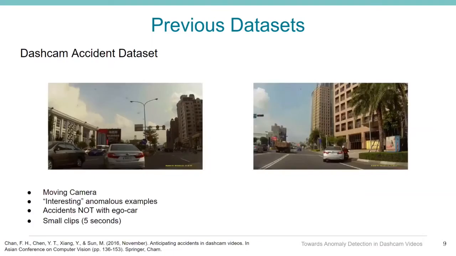The dataset proposed in the paper Anticipating Accidents in Dashcam Videos, presented at ACCV 16, contains videos collected from dashcams. However, these videos are still very small, with each being around 5 seconds long, and the accidents do not involve the ego car, which is more interesting to model in dashcam scenarios.